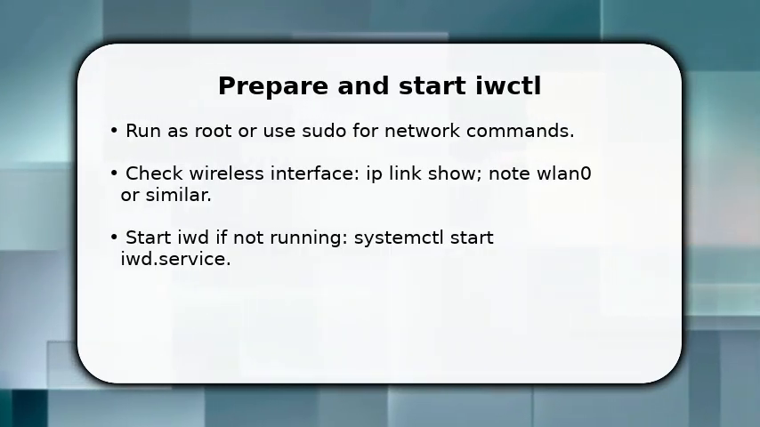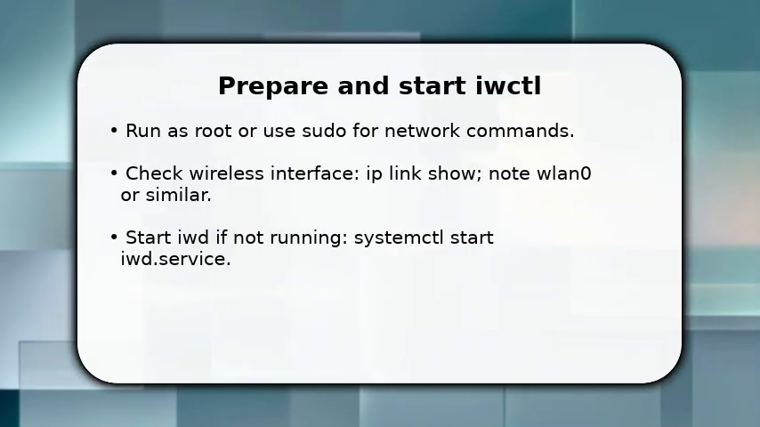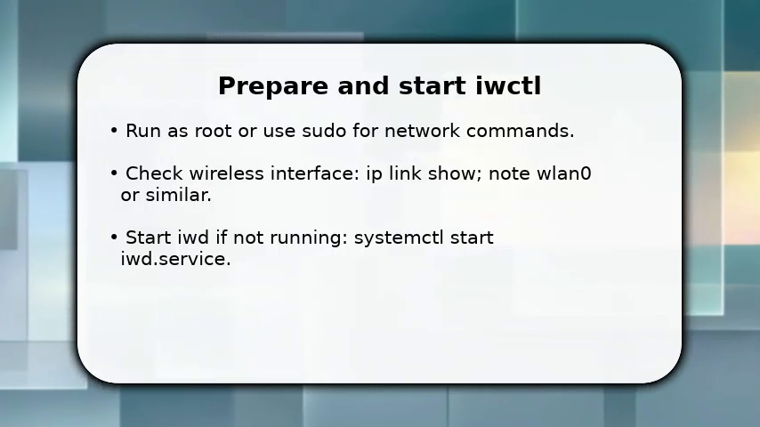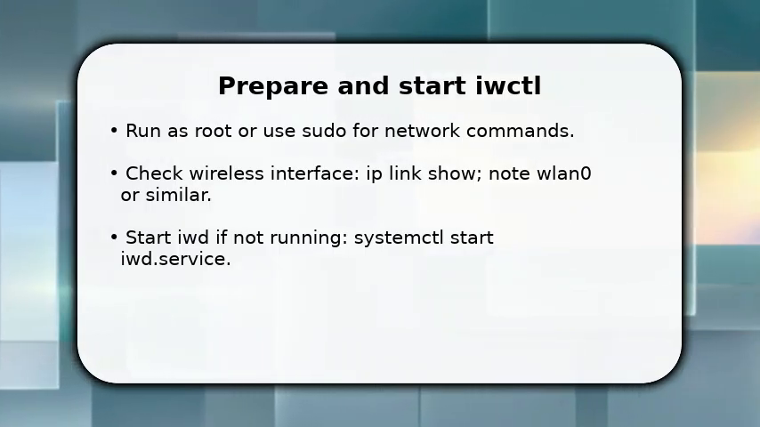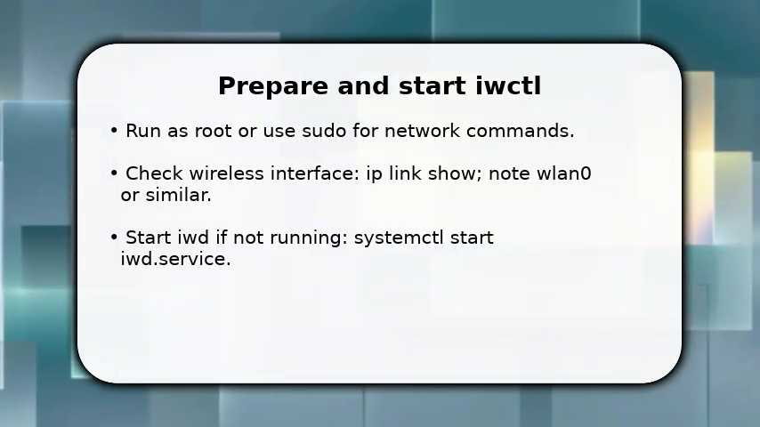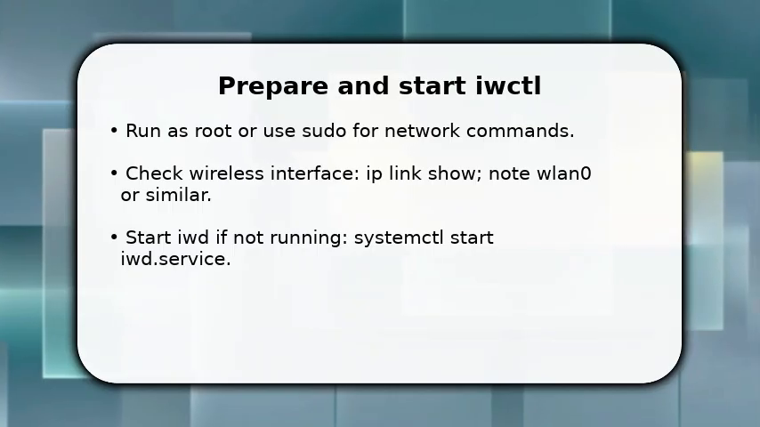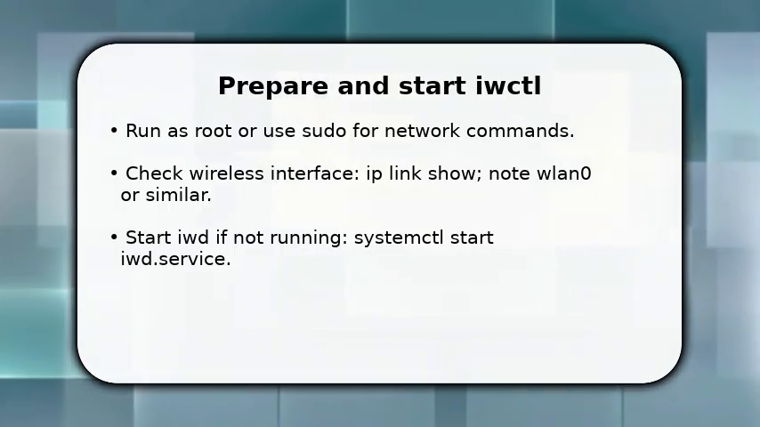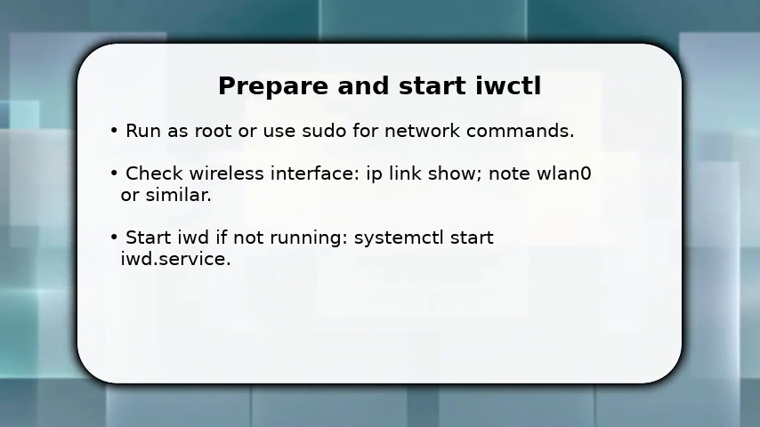First, run ip link show to identify the wireless name, typically wlan0 or wlp2s0. Once you know the device, start the iwd daemon with systemctl start iwd.service if it isn't active. This provides iwctl, a lightweight client for managing Wi-Fi. Doing this now avoids service conflicts later when scanning and connecting.